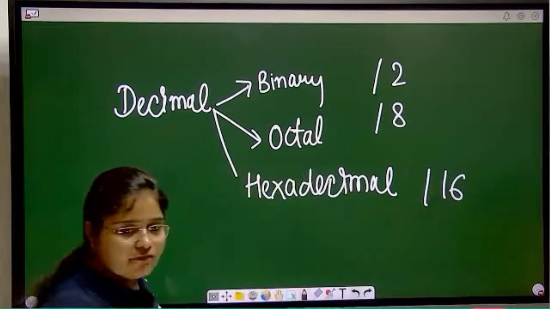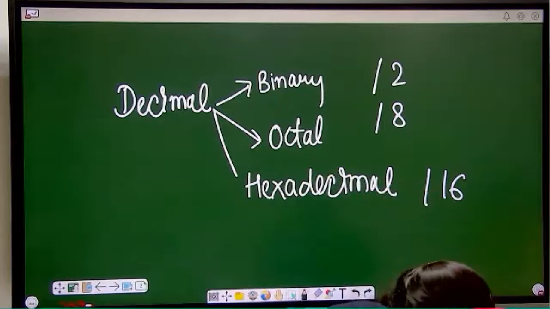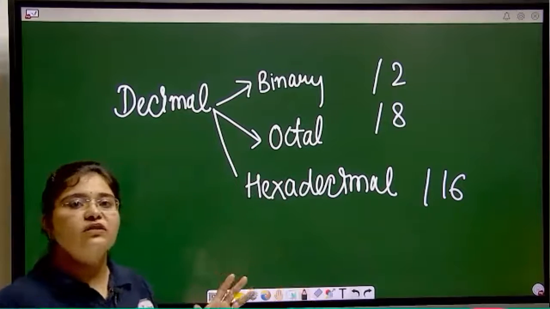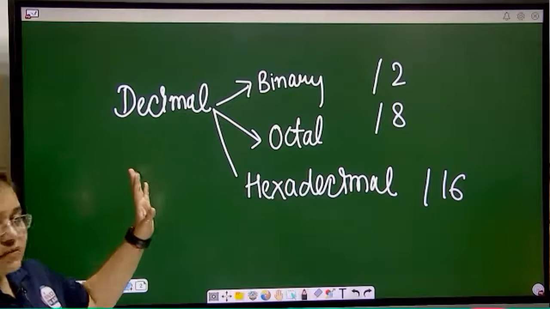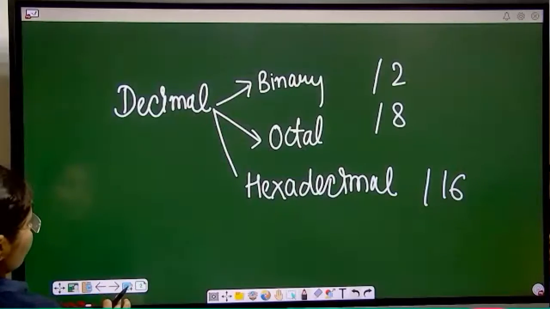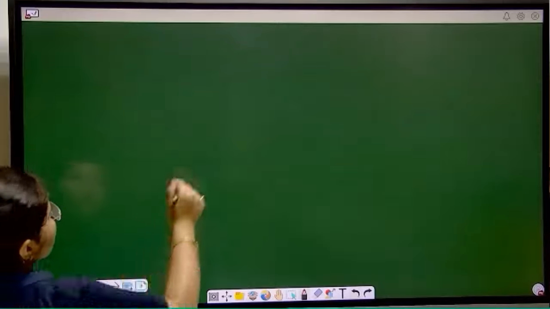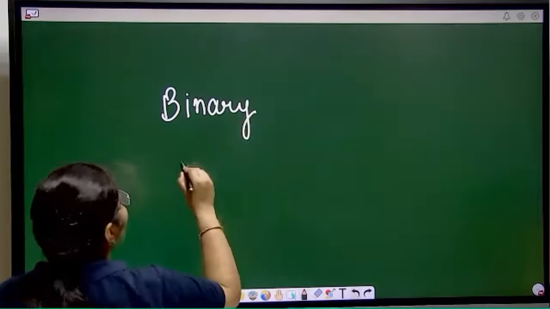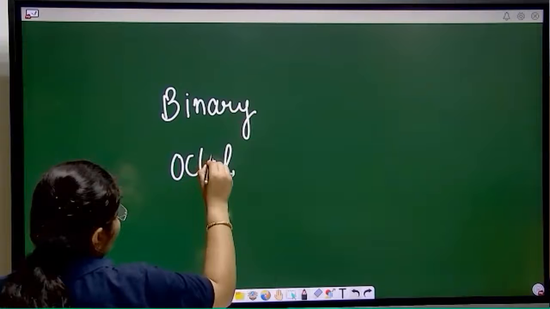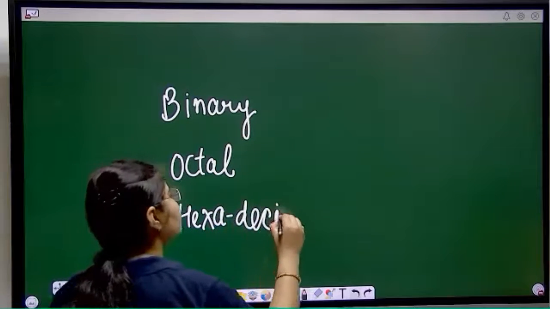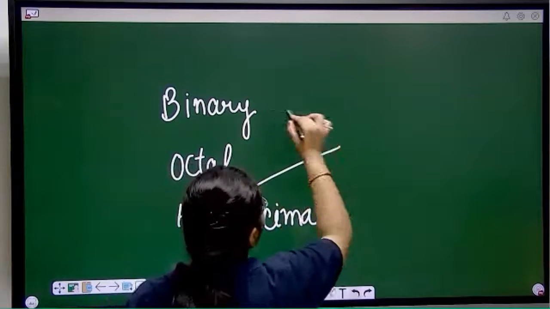So remember this: if you want to convert decimal to binary, decimal to octal, decimal to hexadecimal, just divide the number by the base value. This thing you have to remember. Now, opposite of this one, what will it be? So, opposite of this one, if you want to convert binary, octal and hexadecimal number systems into decimal.